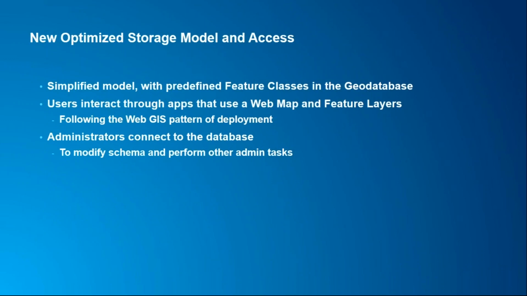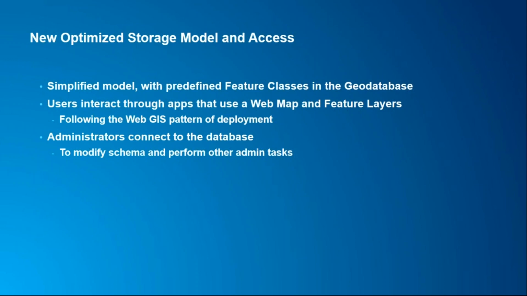Now, one of the big changes is that the utility network is going to take advantage of a new optimized model to store and access your data. So it's a simplified model with a set of predefined feature classes. And we're going to dive into this. But the use and interaction of those layers is all going to be through the services, through the web map and the feature layers.